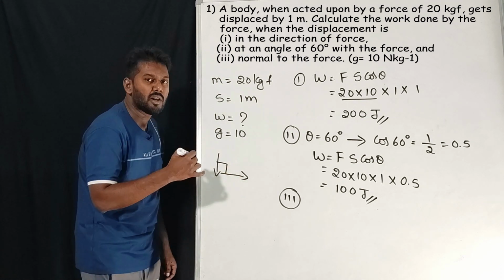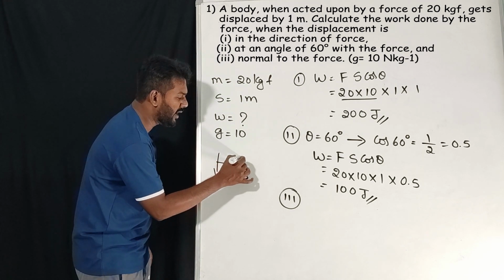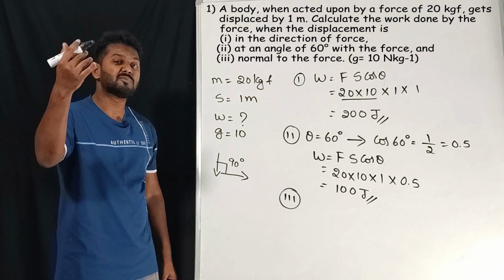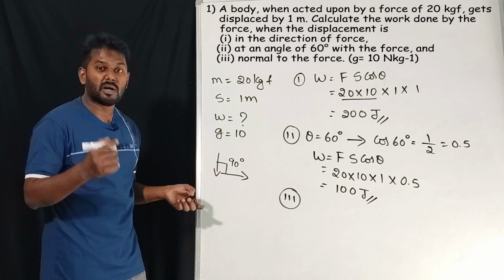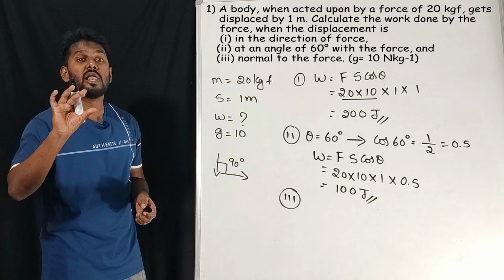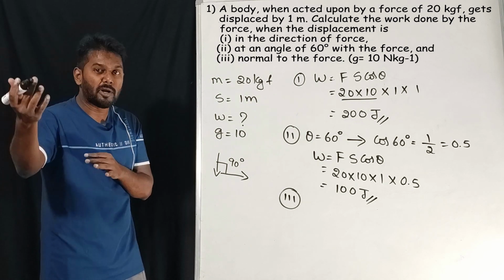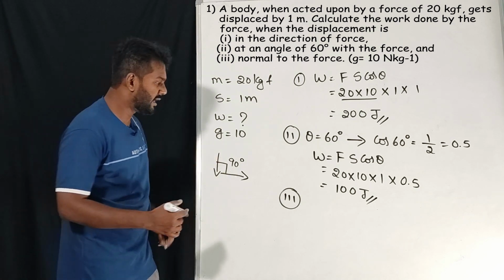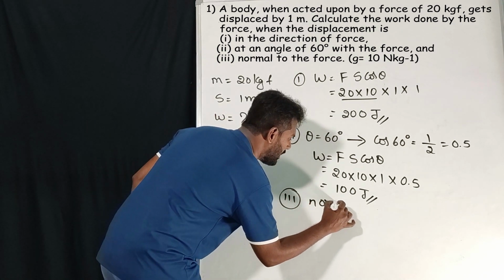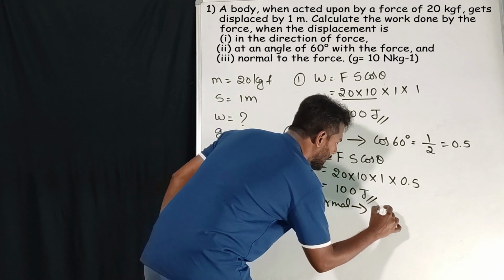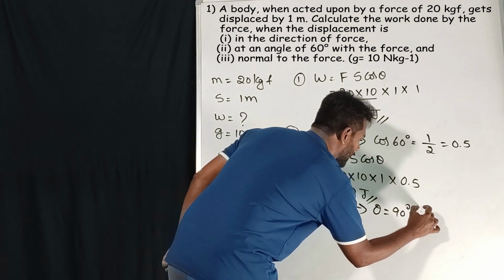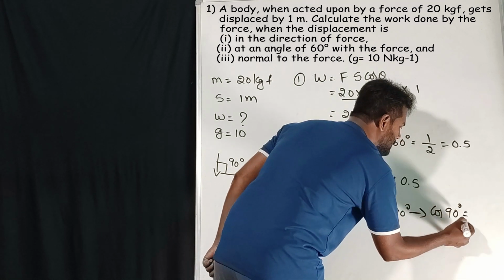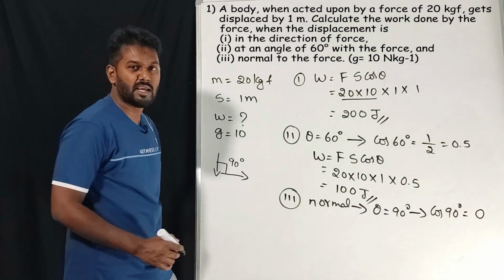When it is normal or perpendicular, the angle will be 90 degrees, correct? This is very much important. In the third question also, they could give the angle value, theta value, but they are using a keyword. What is that? Normal, or perpendicular. If they are using any one of these words, that means the theta value will be 90 degrees. For normal, theta is equal to 90 degrees. If theta is equal to 90 degrees, what is cos 90 degrees? Cos 90 is 0.